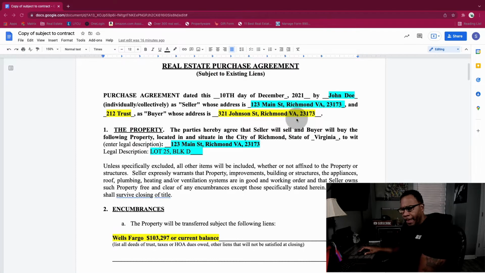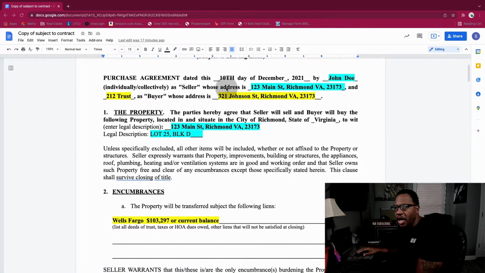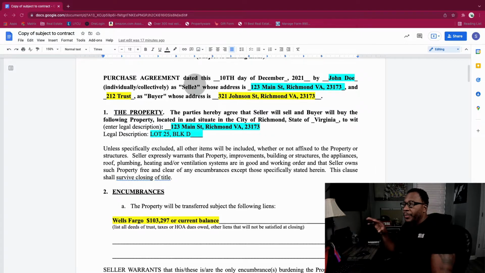the purchase agreement. So this is the purchase agreement, and I've color coded it just a little bit. The blue represents the information that comes from the seller, the person selling you the home. And the yellow represents the information that is coming from you, the buyer.